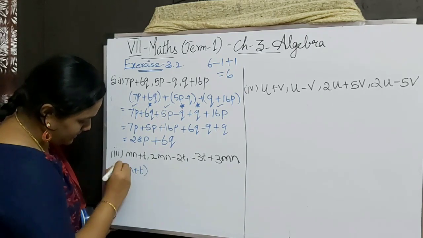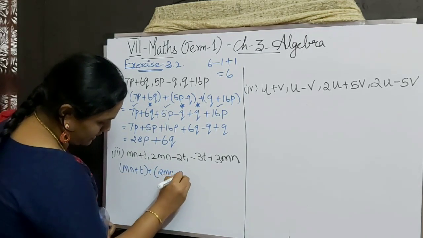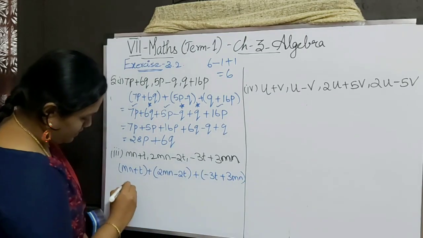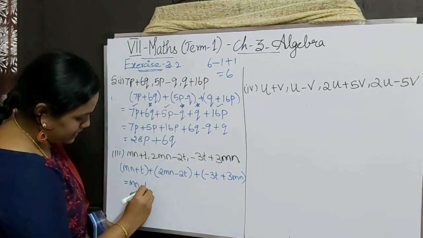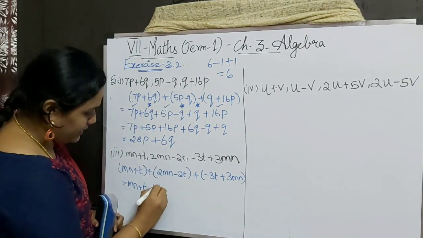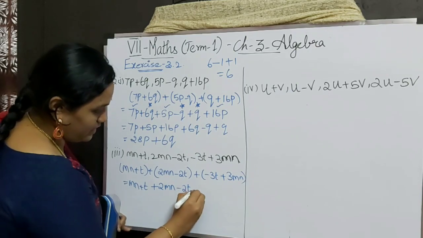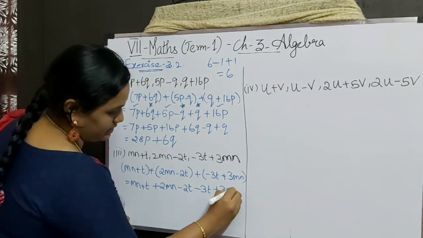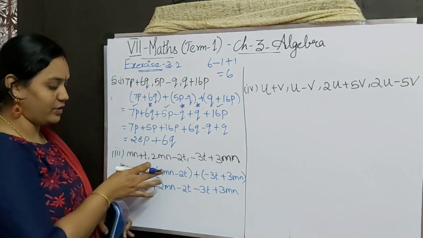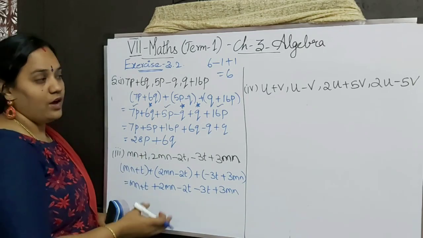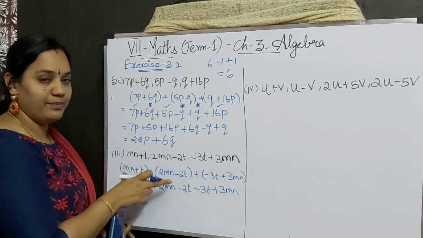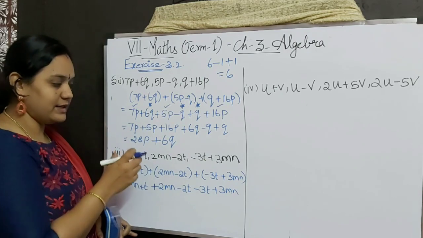So mn plus t plus 2mn minus 2t plus minus 3t plus 3mn. Okay, now I am removing the brackets: mn plus t, plus 2mn minus 2t, minus 3t plus 3mn. Either you can write this step or you can directly write the second step. Why I am writing this step is, for addition you can directly write, but for subtraction we have to write like this and then only subtract. Then only will you have the practice of writing the given expression in brackets and then removing the bracket. So that is the correct method.